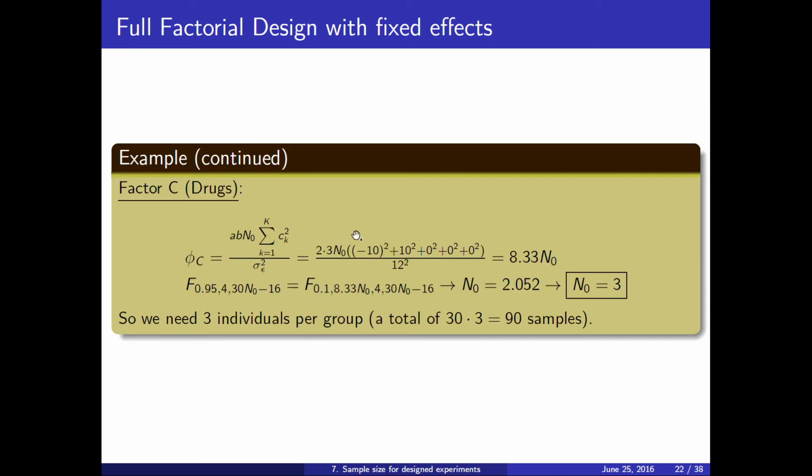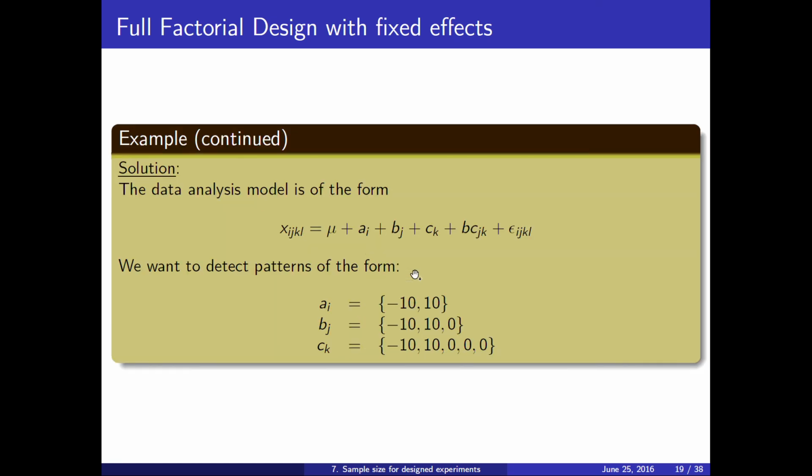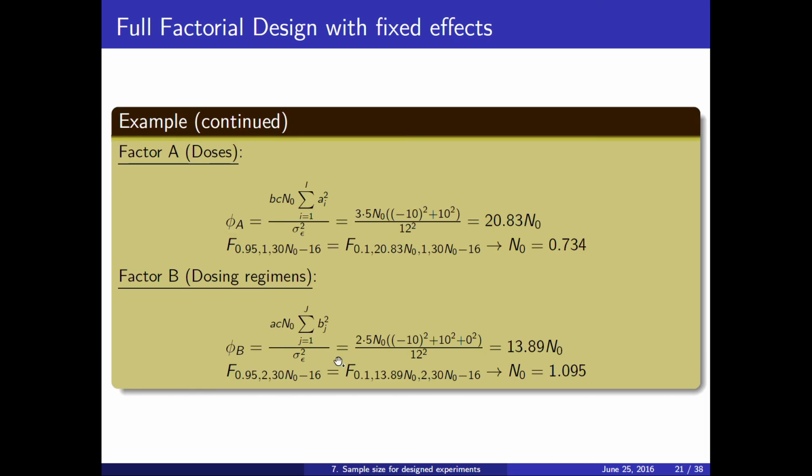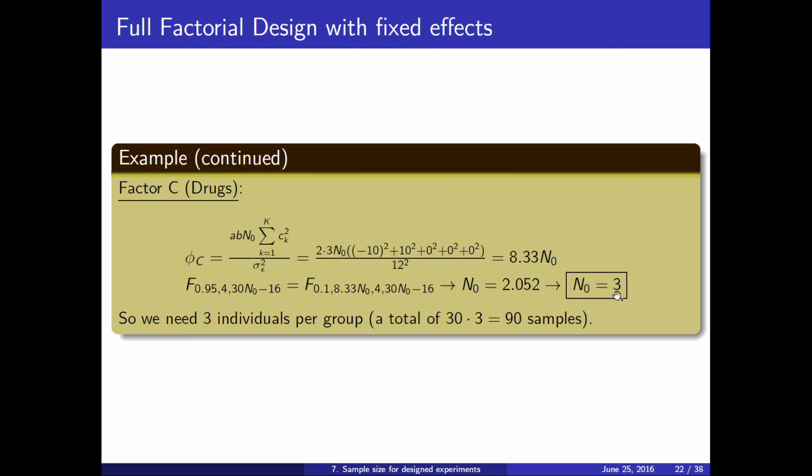The calculations are the same, but now we will need 3 people per group. So to be able to detect these changes in any of the different factors, we will need to take the most restrictive case, that is n0 equals 3. So we will need in total 90 samples because we have 30 groups and 3 individuals per group.